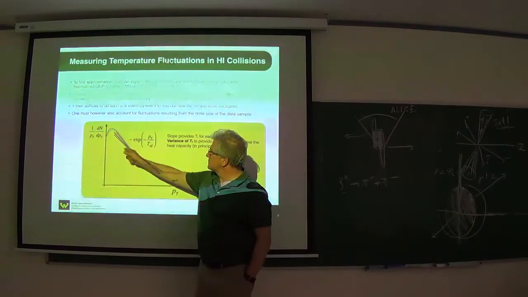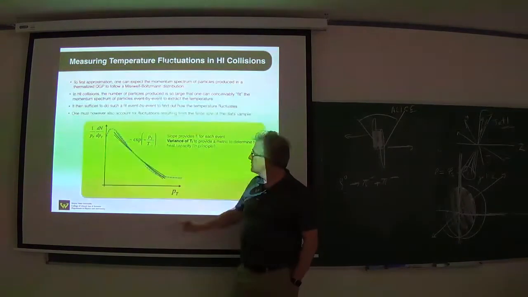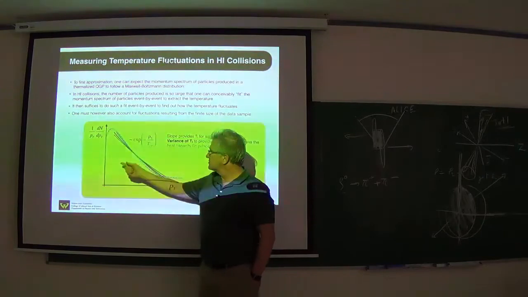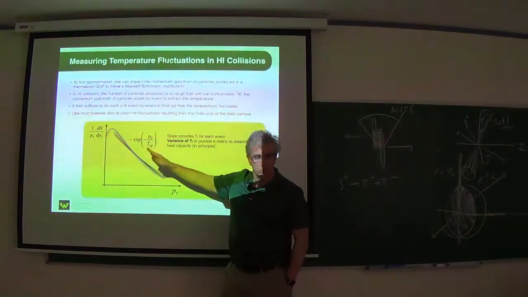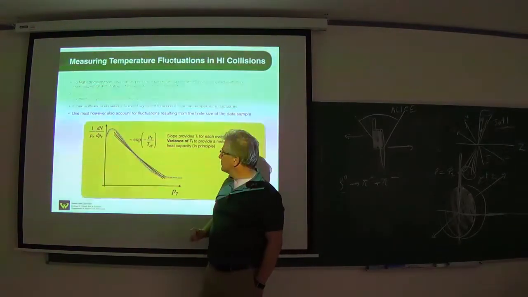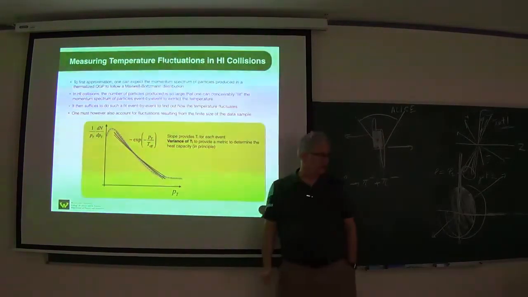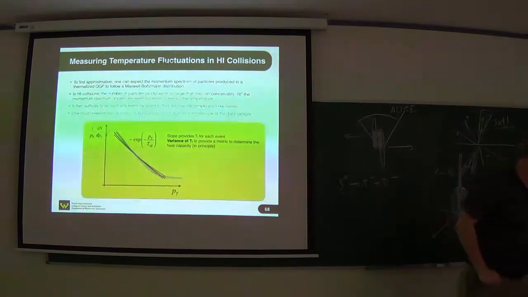But the idea is that experimentally what you should see is that if there are fluctuations in the temperature, the spectrum of the particles that are produced should have a slope that varies from one event to another, and getting access to the slope should tell us something about the fluctuations in the temperature.